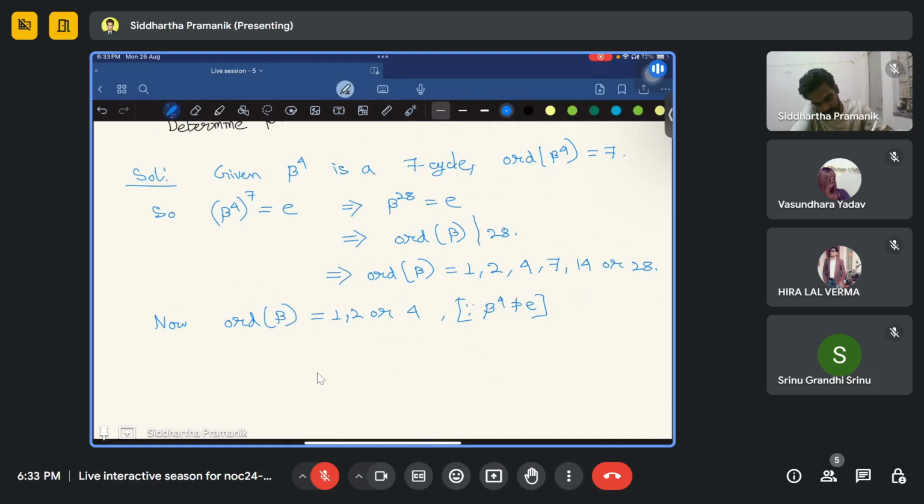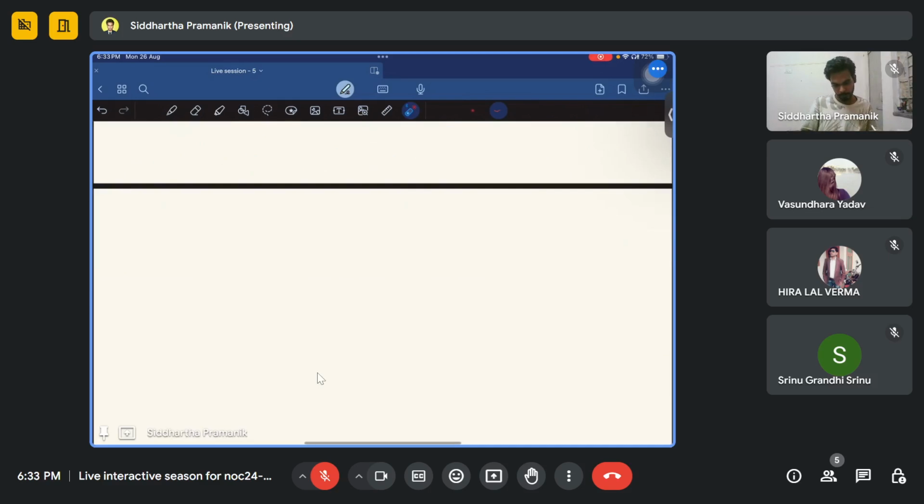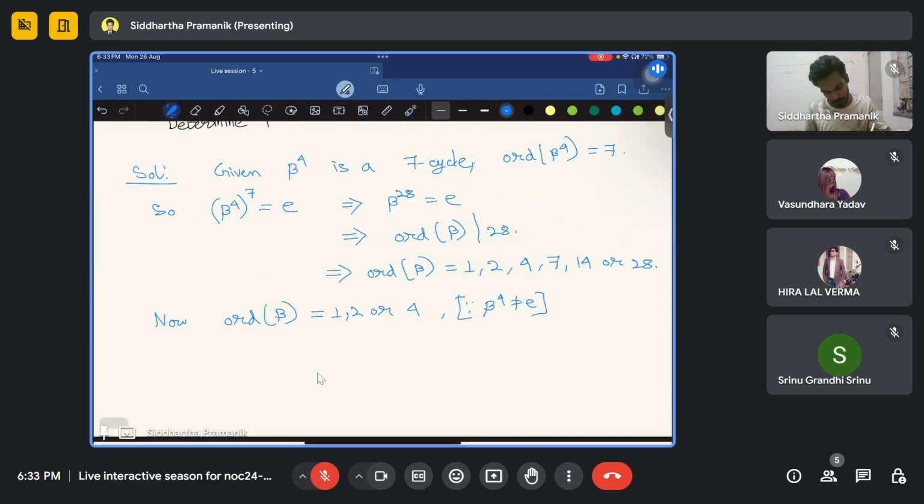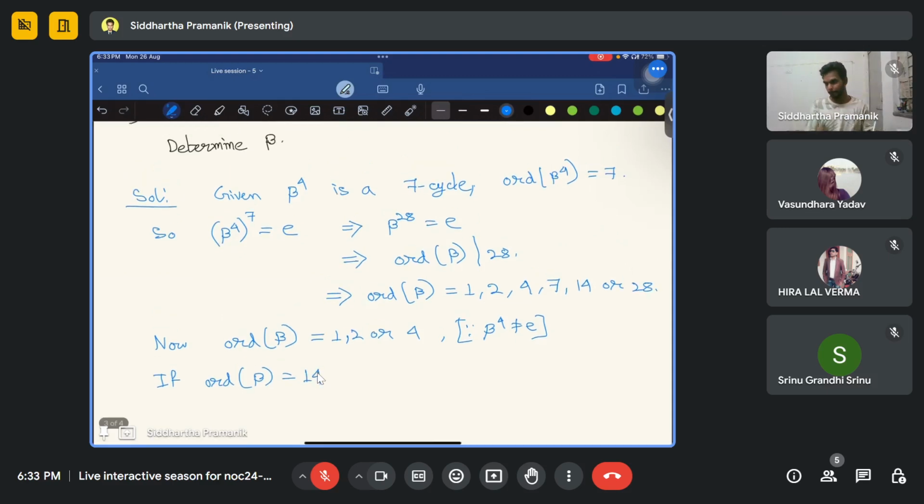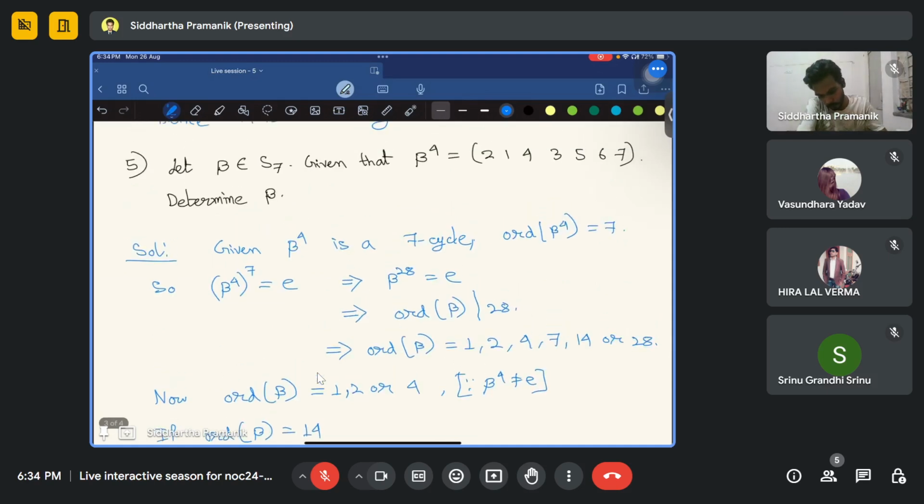So we have discarded this first 3. Now we have 3 more choices. Let's see what are the cases. Now, if order of beta equals 14, then what can you say? So which elements in S7 have order 14?